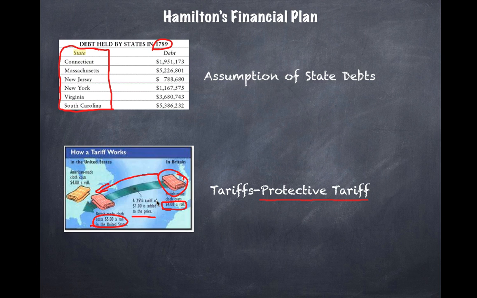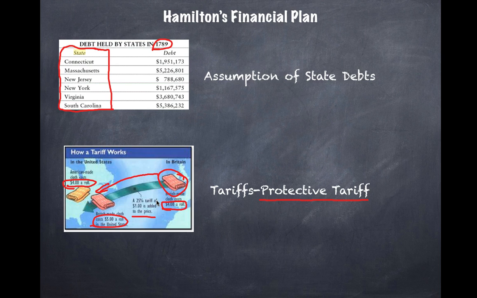But cloth that was made in the United States, say it was $4 a roll also, it's not taxed because it's already here. So a tariff, a tax on imports, could be used to protect American cloth makers or American manufacturers. Hamilton believed that the United States should develop its economic strength by increasing manufacturing, like other powerful nations in the world, Britain, for example, France, for example. And he believed that this protective tariff would allow American businesses to grow.